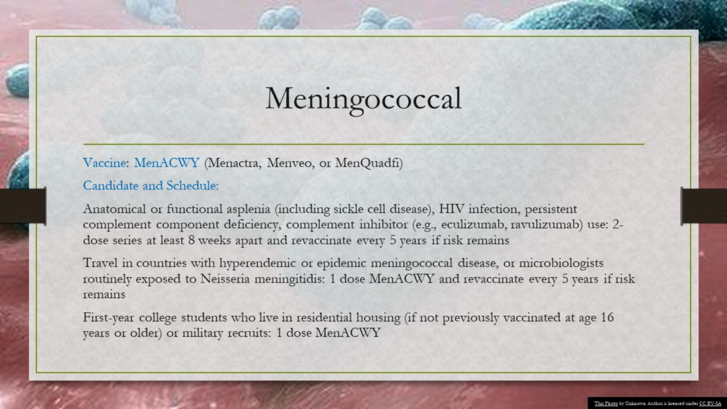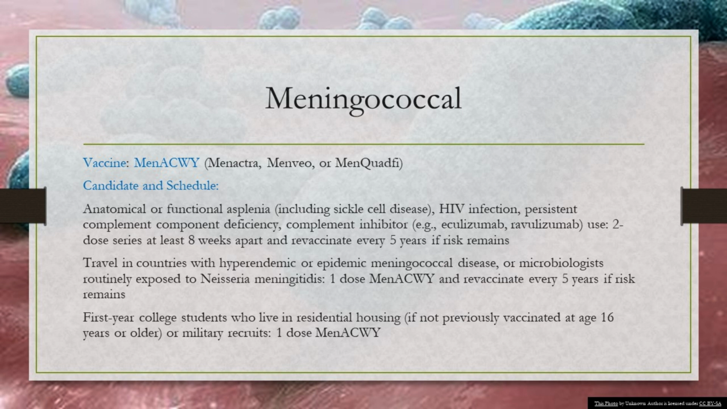Coming to meningococcal vaccination. There are 2 types of vaccine for meningococcal vaccination. The first vaccine is MenACWY, which comes with a brand of Menactra, Menveo or MenQuadfi. The candidates for MenACWY are persons with anatomical or functional asplenia including sickle cell disease, HIV infection, persistent complement component deficiency, complement inhibitors use. They are usually given 2 dose series at least 8 weeks apart and revaccinated every 5 years if the risk remains.